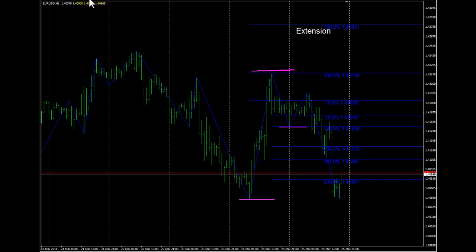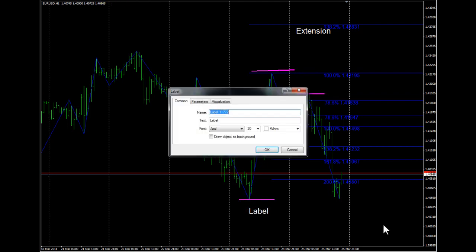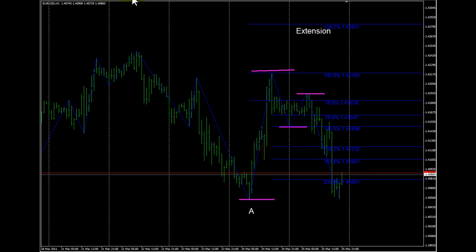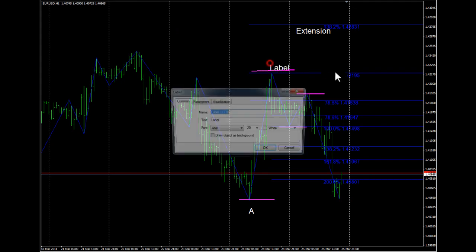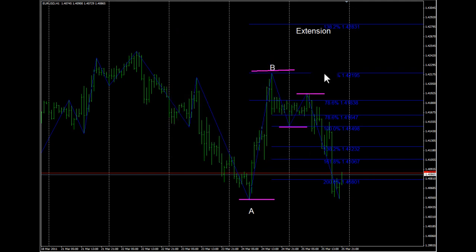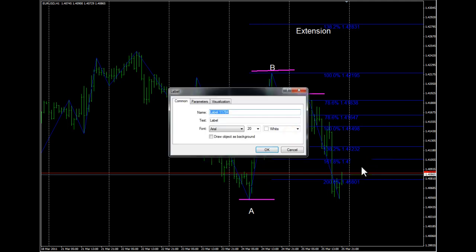Okay, and then there's also a level here. Whoops, wrong line. Let's take that out. Here. And then we label these point A, point B, point C.